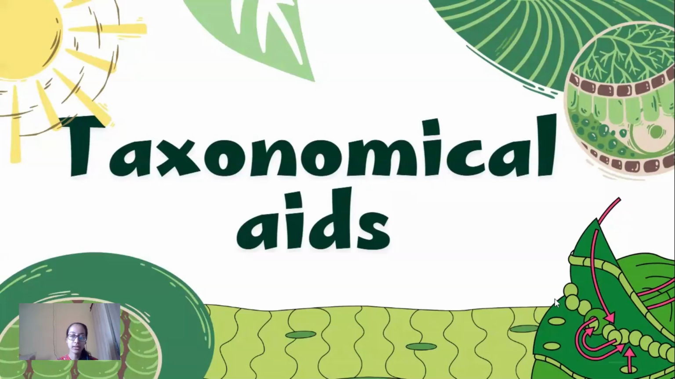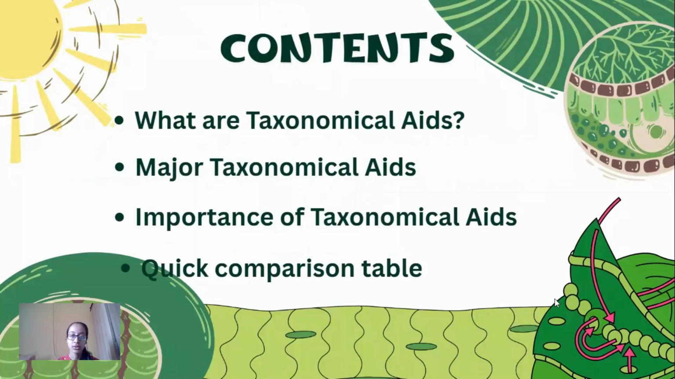Today we are exploring the taxonomical aids, an important topic for your class 11 biology, that is diversity in the living world. So, without any further delay, let's dive in. Here we'll be studying what the taxonomical aids are, what the major taxonomical aids are, the importance of taxonomical aids in detail, and a quick comparison table, which you can always refer to during your exam preparations.